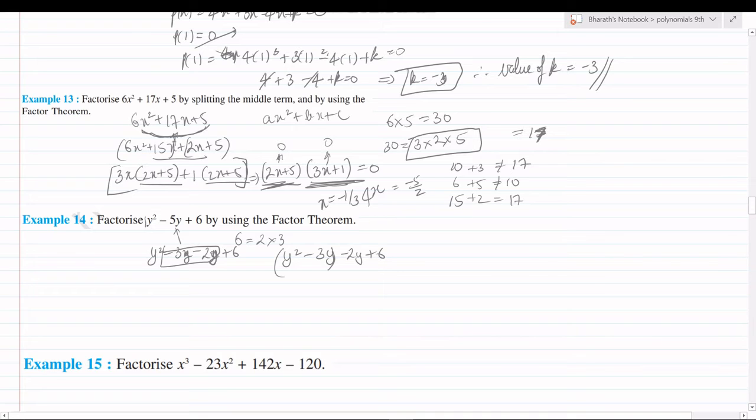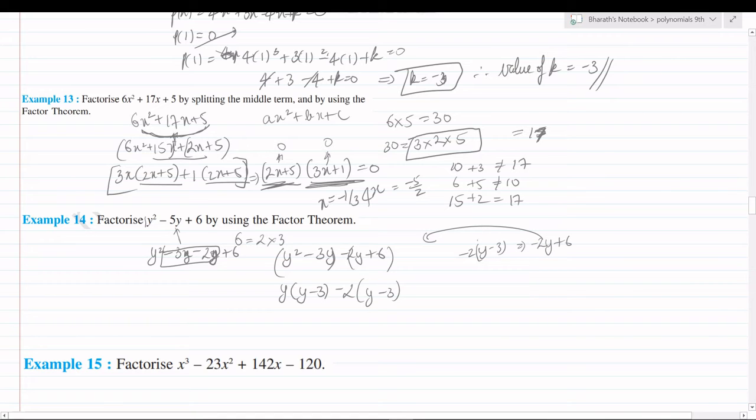So now this is a separate term and this is a separate term. In this, y is common, so take y common out: y minus 3y minus 2. Here 2 is common, y minus 3. Because when you multiply minus 2 inside, you get minus 2y plus 6, because minus into minus is plus. There is no worry, you get the same term here.